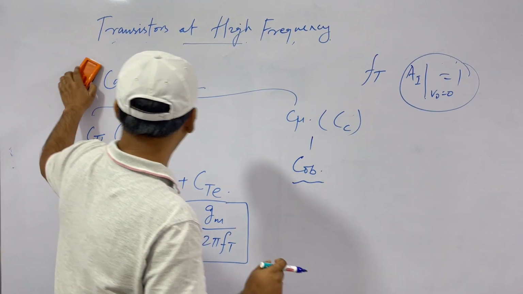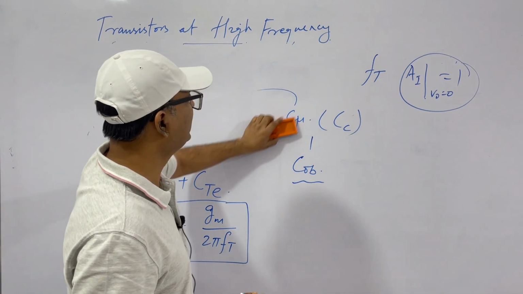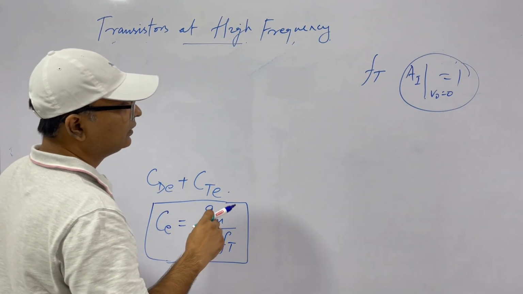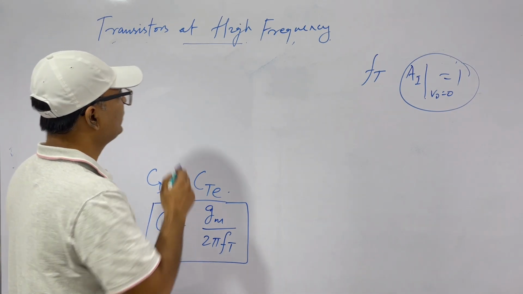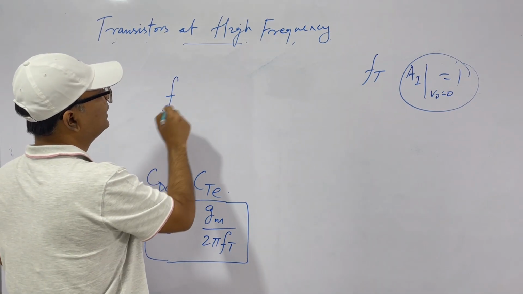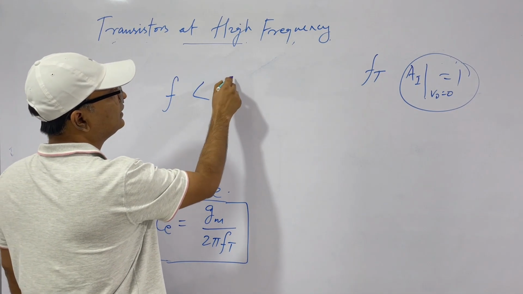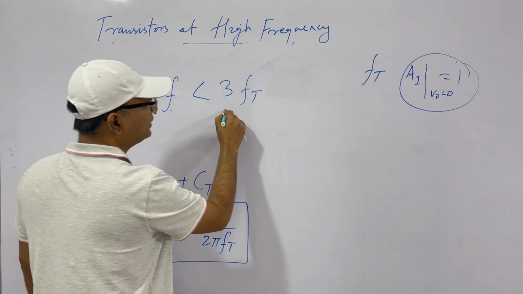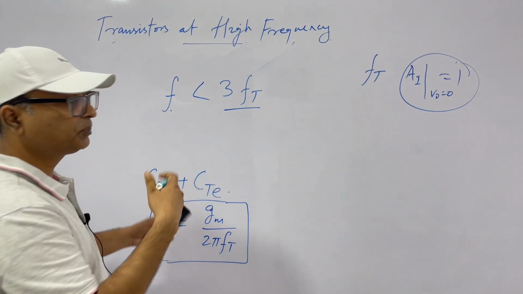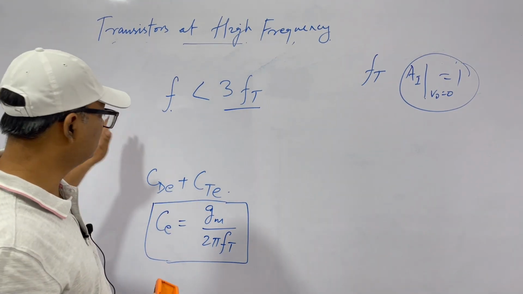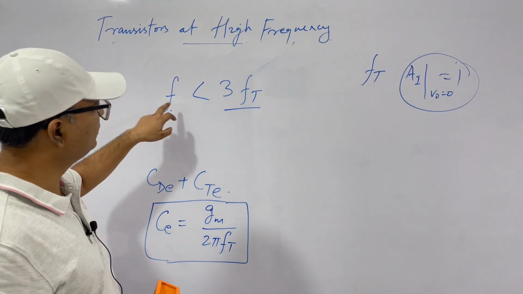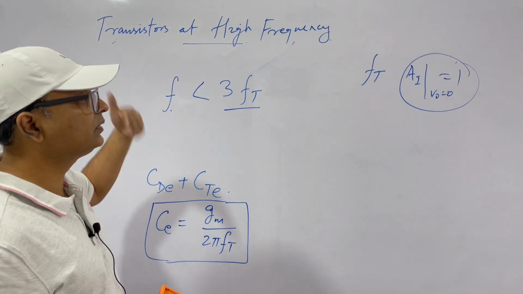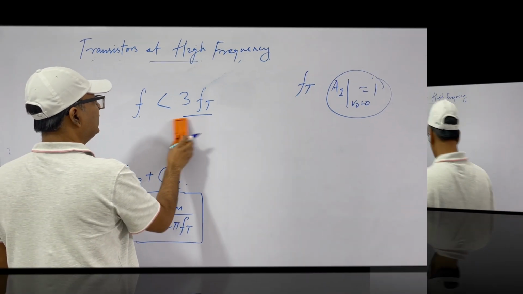One more important thing you should remember regarding FT is that all these parameters that we saw were independent of frequency. This is valid till the operating frequency is less than 3 times FT. When it is less than thrice FT, we will have these parameters independent of frequency, that is R pi, R mu, everything. If it increases, then they will change. The value will change with frequency. This you should keep in mind.